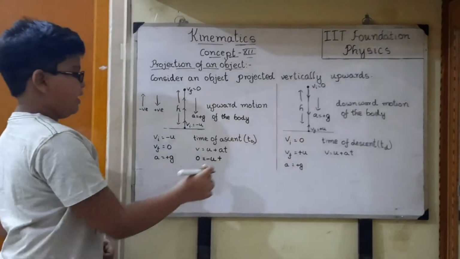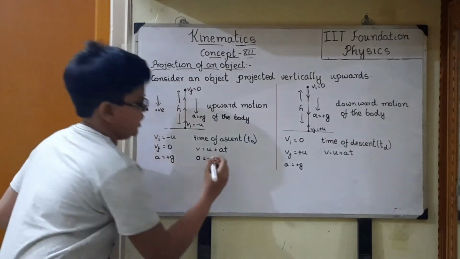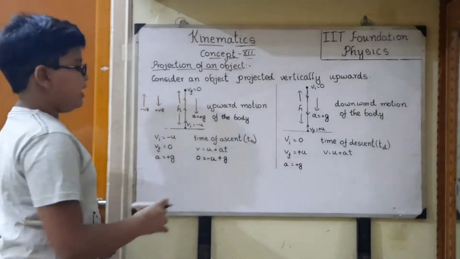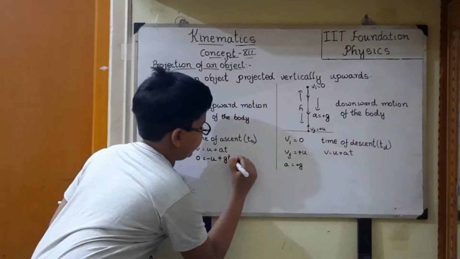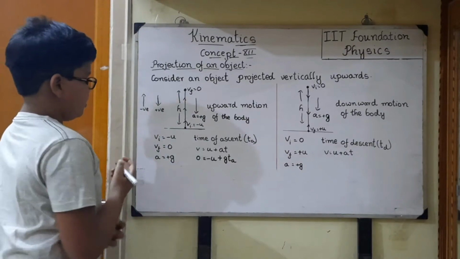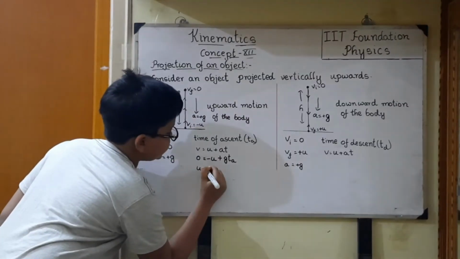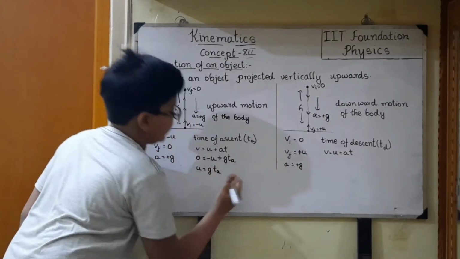Plus a t. What is the value of a? Plus g, right? So we write g, and t is nothing but the time of ascent, ta, right? If we bring minus u to this side, it becomes u is equal to g times the time of ascent, right?